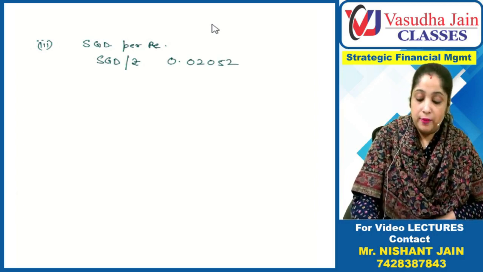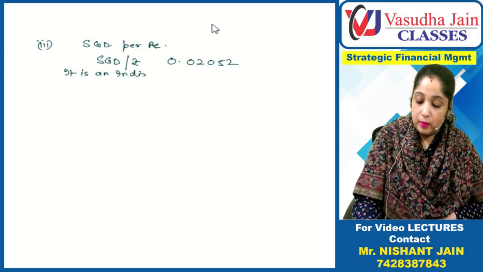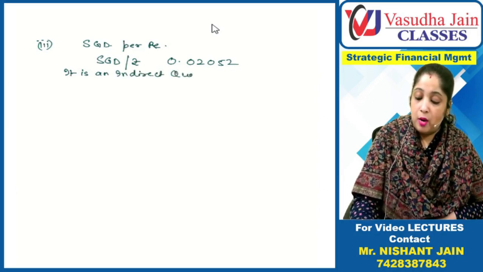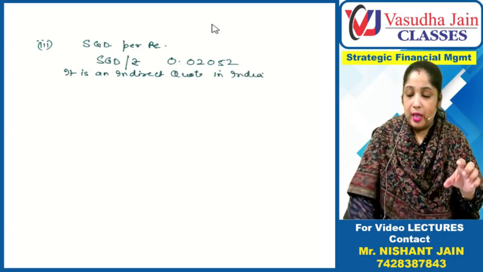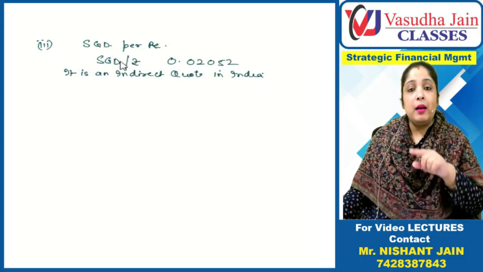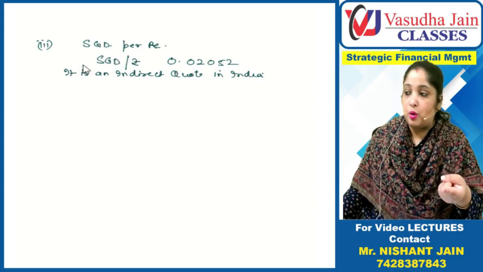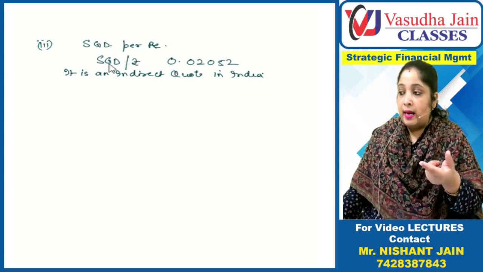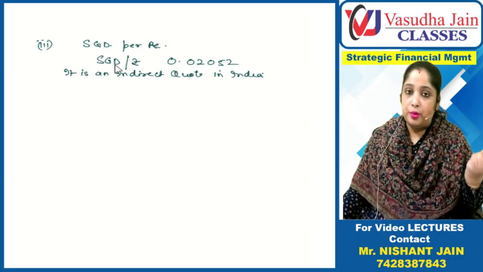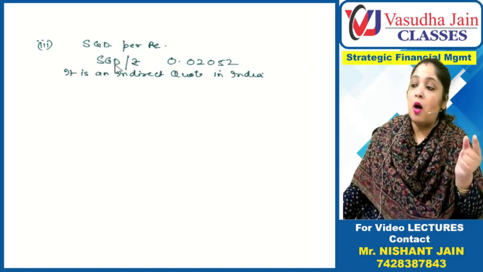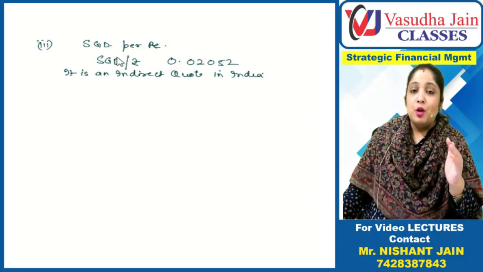Now we have to convert this. First of all, we have to say it is an indirect quote. Always write "in India", because every quotation is a direct quote for one nation and an indirect quote for another nation, because there are two currencies. So if it is an indirect quote in India, then it is a direct quote in Singapore, because Singapore's currency is playing the role of price. I hope I am making sense and not making you irritable.